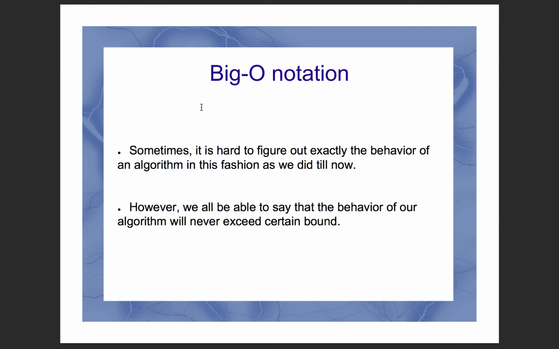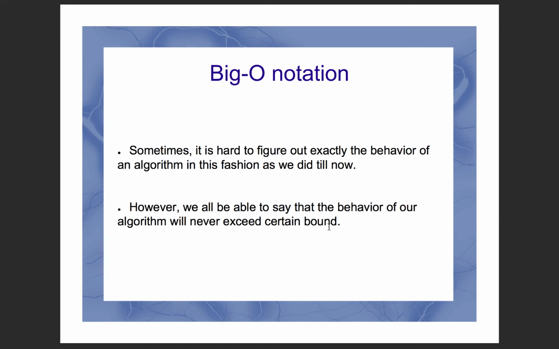But we don't know the exact complexity. So when you don't know the exact complexity and you want to represent that your program is not worse than that, then you have to represent it in big O notation. Sometimes it's hard to figure out exactly the behavior of the algorithms. So we are able to say that the behavior of our algorithm will never exceed a certain bound. It's not worse than that time, and you can represent your complexity results using big O notation.